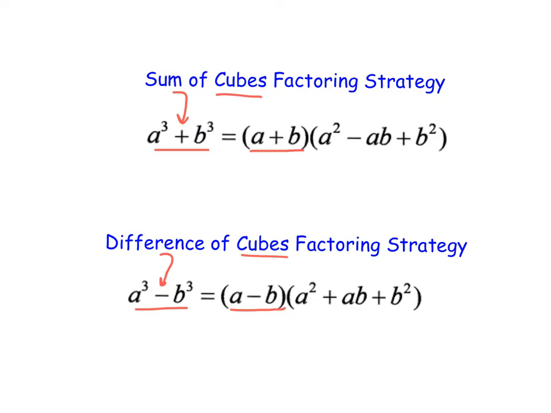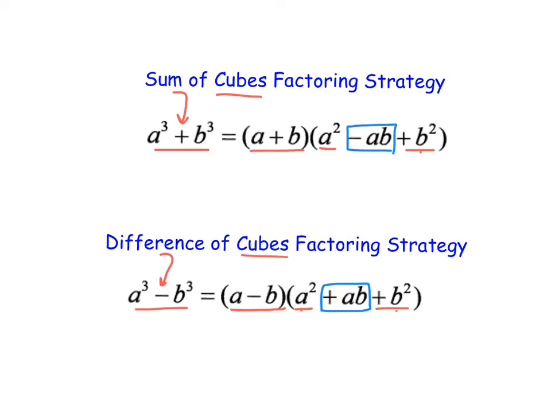Then this second part here, both a squared and b squared are positive. You'll notice that. B squared is positive, a squared is positive. The difference is in this middle term right here. So when we have the sum of cubes, this middle term is subtracted. When we have the difference of cubes, this middle term is added. So these are just things you'll need to have written down and learn to utilize, but they are nifty little strategies that help you to factor very, very quickly.